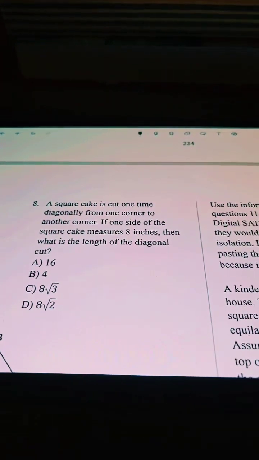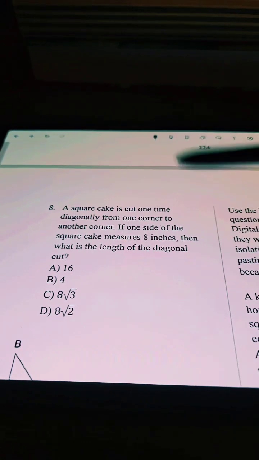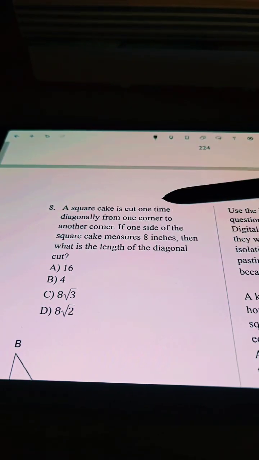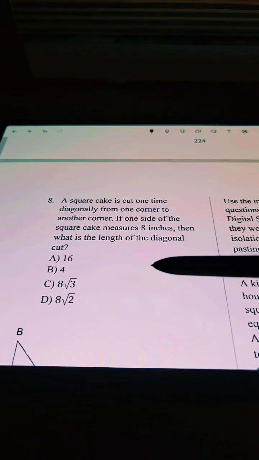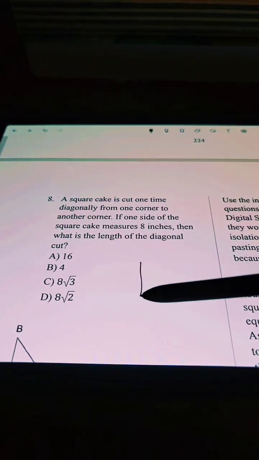Okay, so let's go over here to number 8. A square cake is cut one time diagonally from one corner to another. If one side of the square cake measures 8 inches, then what is the length of the diagonal cut?